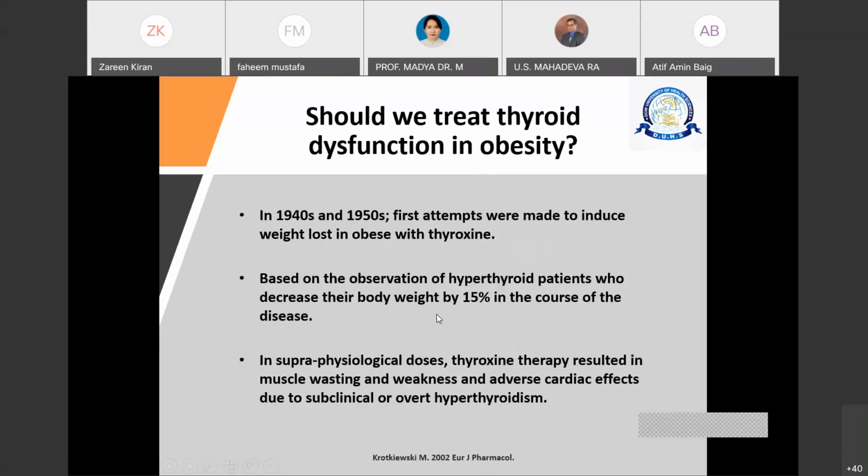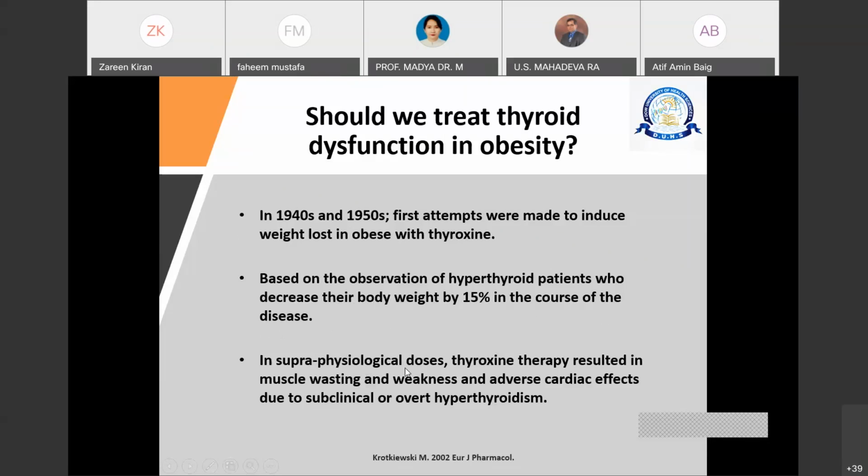So again, the question comes: should we treat thyroid dysfunction in obesity? This was first attempted somewhere in the 1940s and 50s to induce weight loss in obese patients with thyroxine, although they did not have any thyroid problems. And this was based on the observation that patients who were hyperthyroid had decreased their body weight by 15% in the course of their illness. And this was like a blessing in disguise. But for this disguise to work, you need a disguise, right?